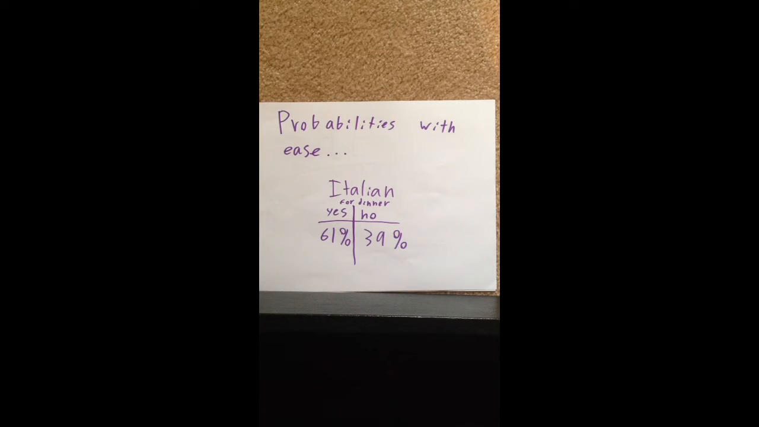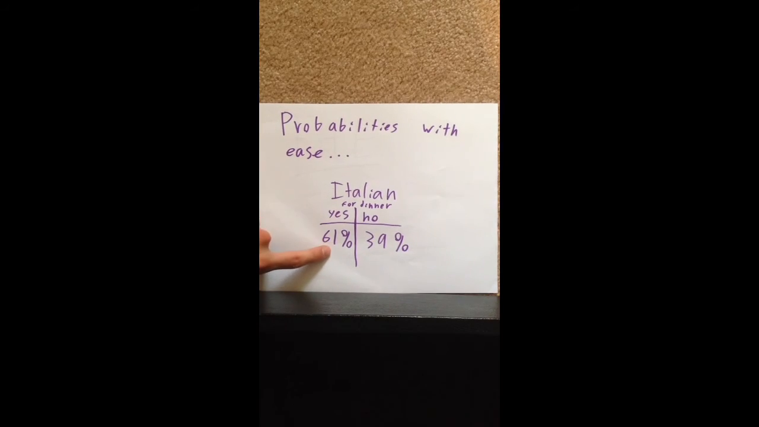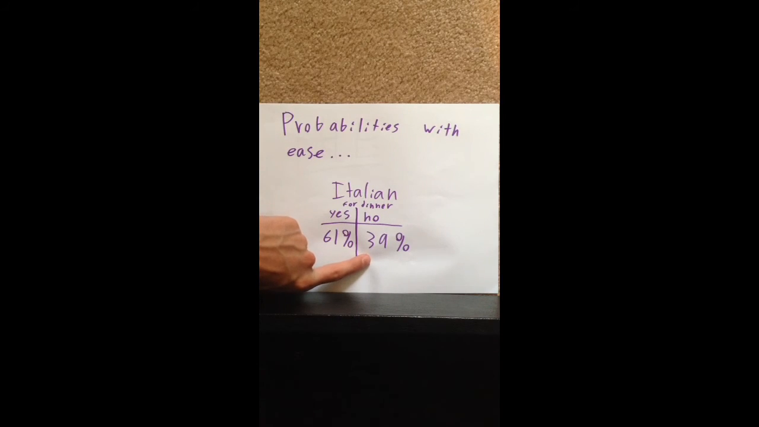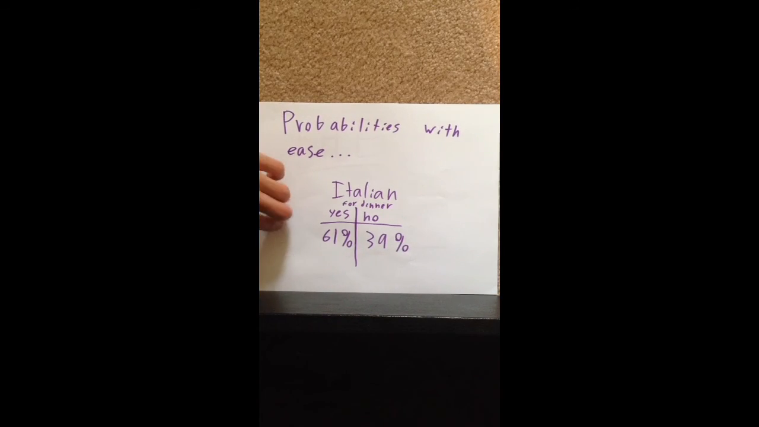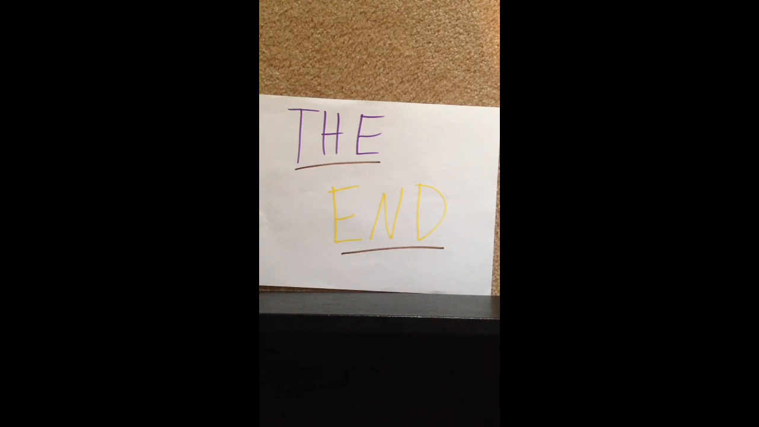In this particular problem, the probabilities would add up to be 61% for yes, you're eating Italian, and 39% for no, you're eating Italian out of 10 days. The end.